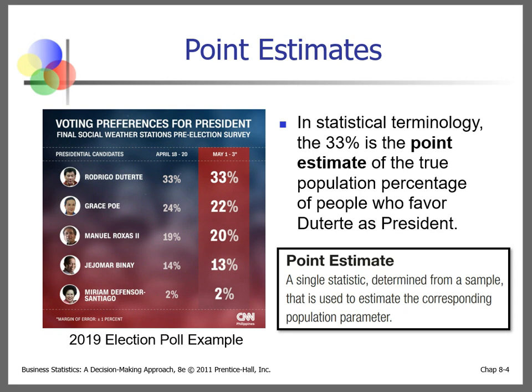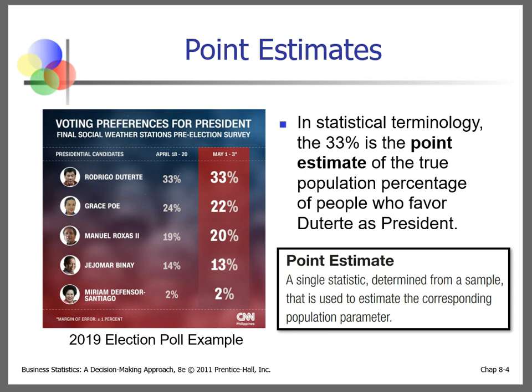Now let's begin with point estimates. For example, every election year, political parties and news agencies conduct polls. These polls attempt to determine the percentage of voters who will favor a particular candidate or a particular issue. Suppose a poll indicates that 33% of the people in the voting age is in favor of Rodrigo Duterte as president. The pollsters have not contacted every person in the country, rather, they have sampled only a relatively few people to arrive at the 33% figure.